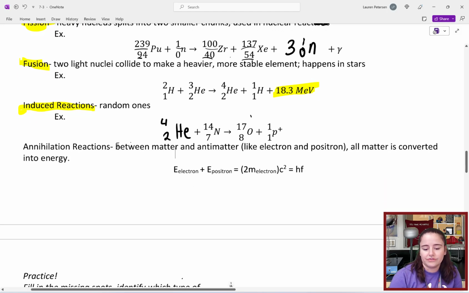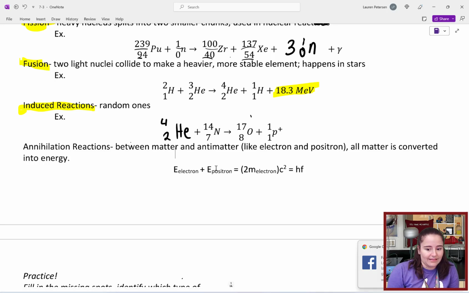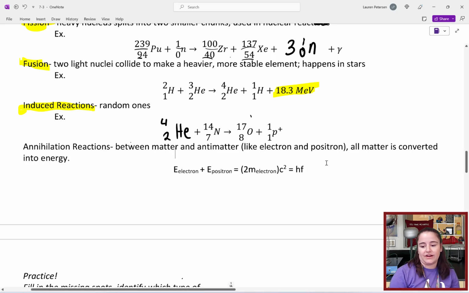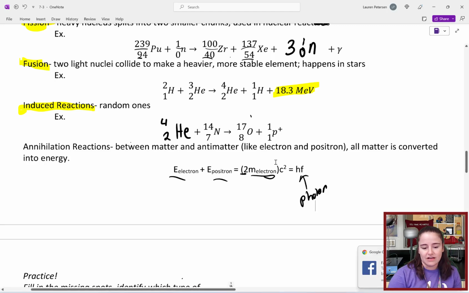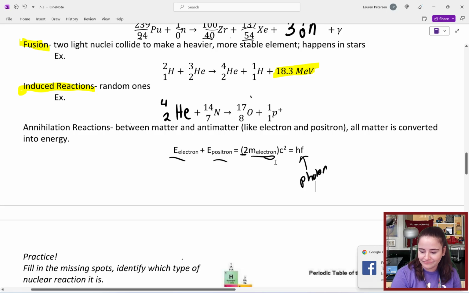In annihilation reactions, they're often between matter and antimatter, like a positron and electron, or they'll just tell you 2 particles combine and annihilate each other. In this sort of scenario, all of the mass is converted to energy. So positron and electron each have the same mass, so 2 times the mass of the electron times c squared, and it'll travel away as light, or a photon. So we can calculate the frequency of that photon by the energy of that annihilation reaction. Okay, cool?